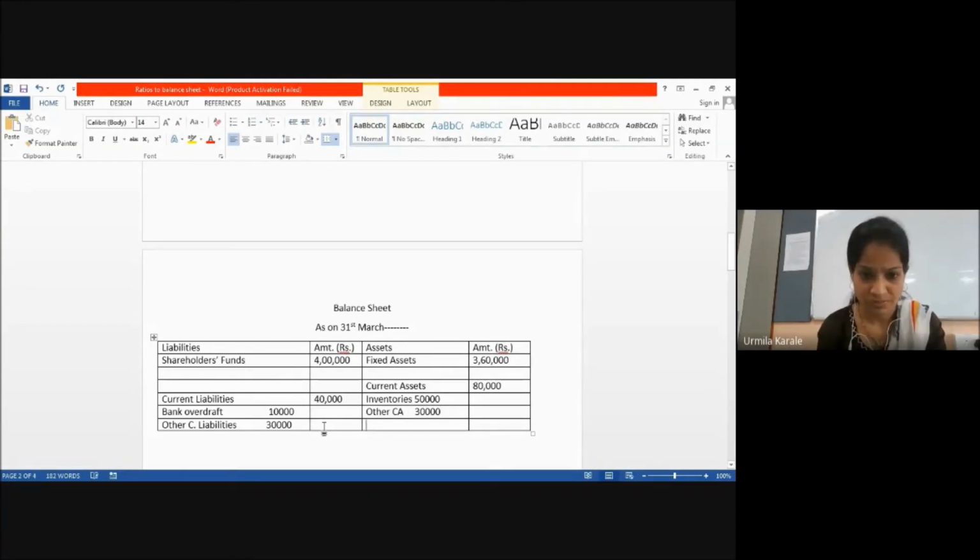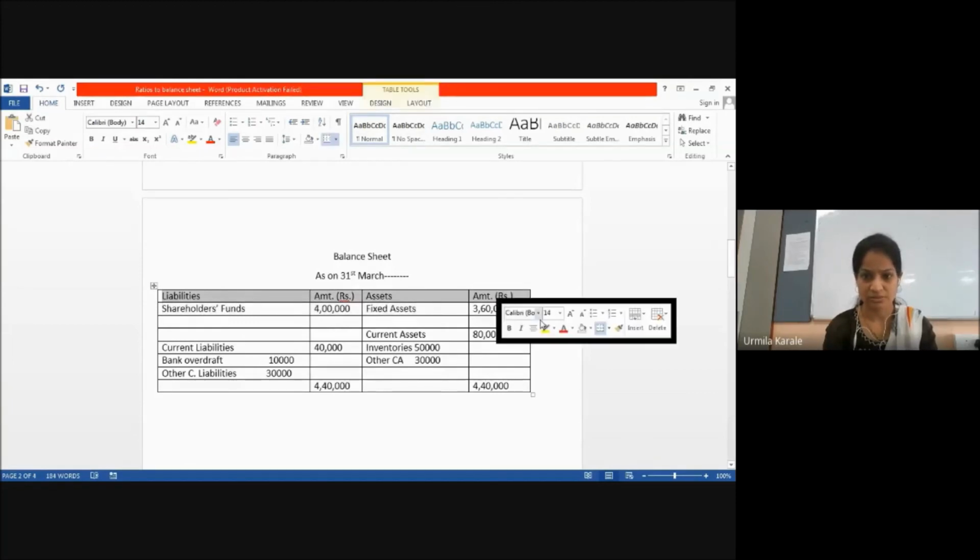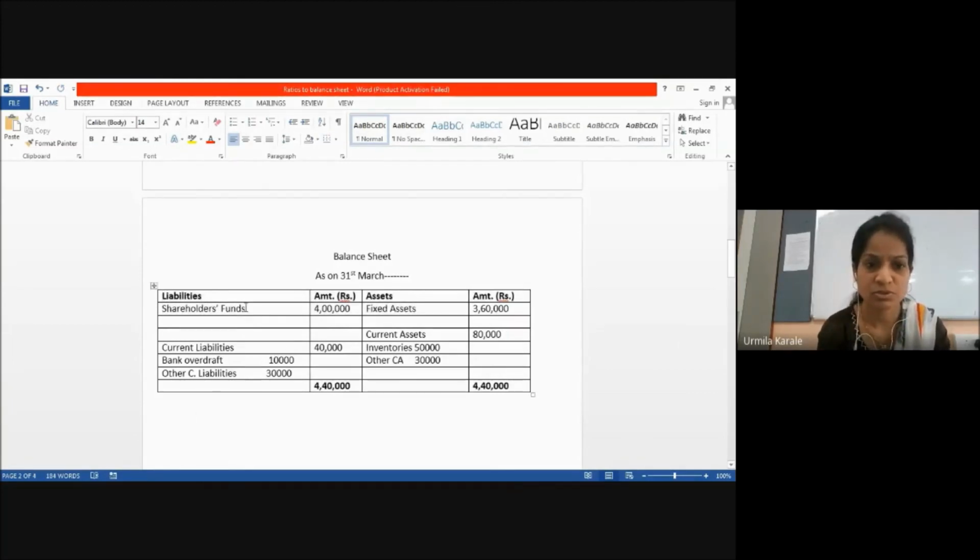Now we are going to do the total of it, right? So 4,40,000 and this side also 4,40,000. So it is getting balanced. This is how you have to solve the sum on ratio to balance sheet. These are the main components which you have to find first: capital or shareholders funds, current liability, fixed assets, current assets. Then the remaining components you can find and put them together.